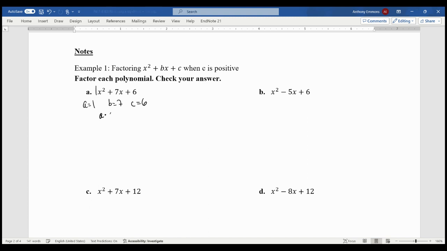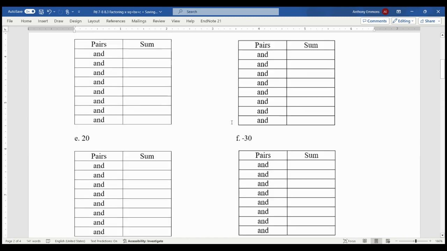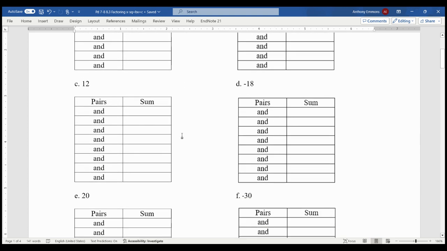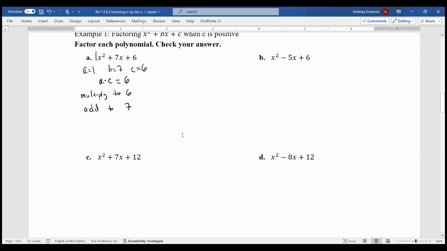We're going to multiply a times c, which in this case is 1 times 6 or just 6. And now I need to find two numbers that multiply to 6 but add to our b value of 7. And so if we look back at that table, what multiplies to 6? Which pair of two numbers multiplies to 6 and adds to 7? It's got to be 1 and 6.